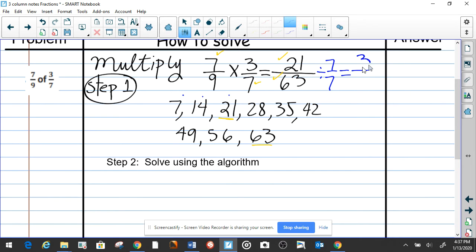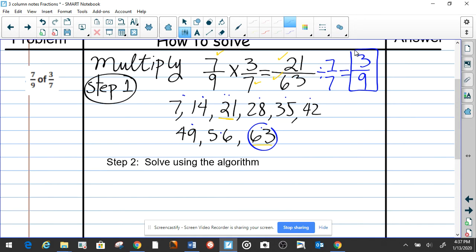So that's 3. And 63 divided by 7, if you count over here, 1, 2, 3, 4, 5, 6, 7, 8 and 9. So that's 9 times. So that means 63 divided by 7 equals 9. Okay, so here's our answer.